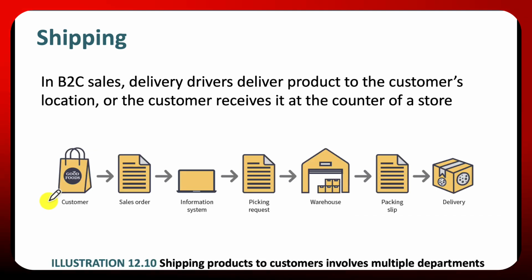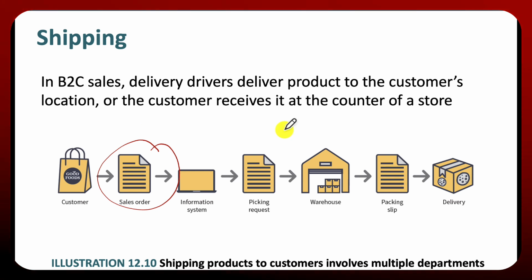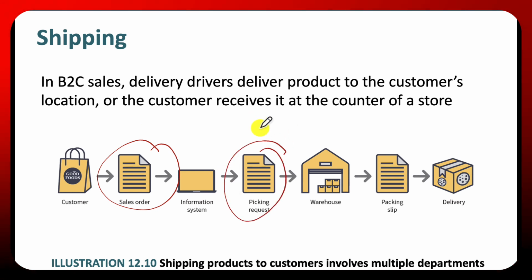Now, in shipping, when we are talking about B2C or business to consumer sales, delivery drivers deliver the product to the customer's location, or the customer receives it at the counter of the store. And here you see the customer. Here is our sales order that goes into the information systems, which generates a picking request towards the warehouse. So the warehouse picks the products that are ordered. A packing slip is included in the box, and then that box is delivered.